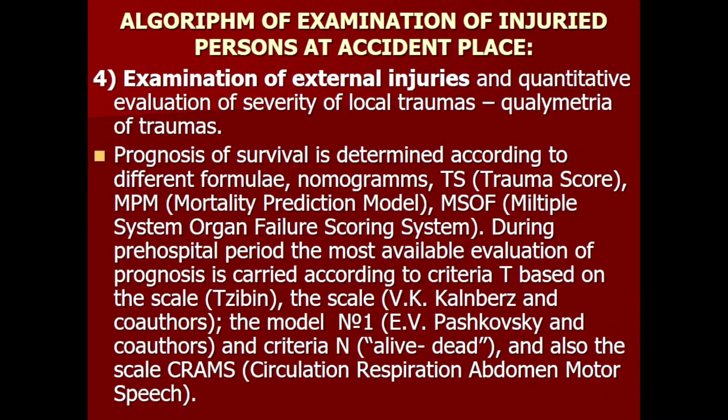Examinations of external injuries and quantitative evaluations of severity of local traumas, colorimetry of traumas. Prognosis of survival is determined according to different formulas, nomograms, trauma score, mortality prediction models, or a multiple system organ failure scoring system. During the pre-hospital period, most evaluations of prognosis are carried out according to criteria based on the scale T-Sibin, the scale of Calberts and other authors.